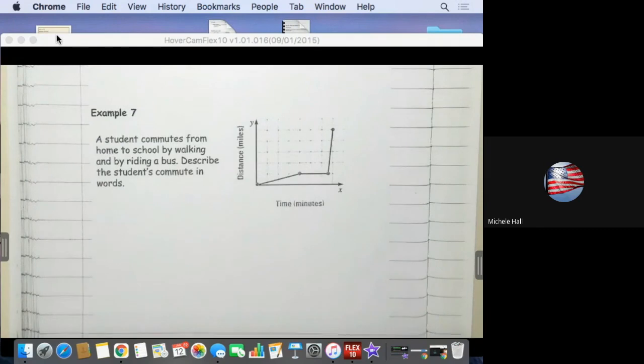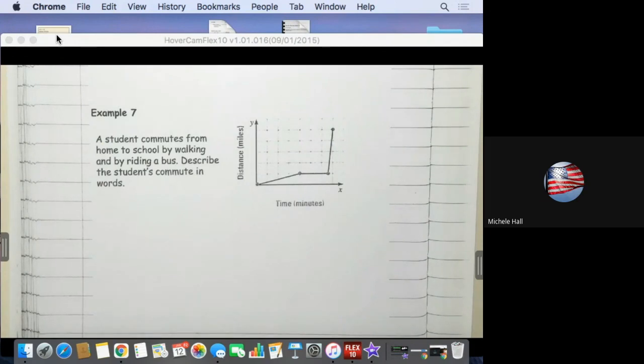Okay, here we go with the next part. Example 7. I want you to write down what's going on here. A student commutes from home to school by walking and riding a bus. Describe the student's commute in words. Look at the graph. Look to see what's going on. What does the x-axis mean? What does the y-axis mean? How is it changing?